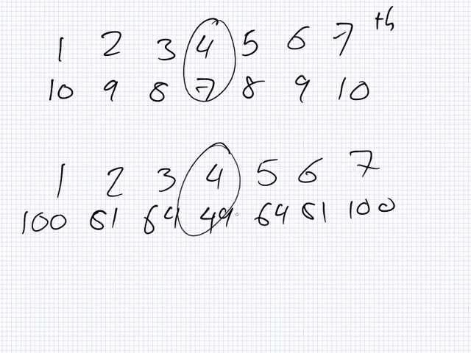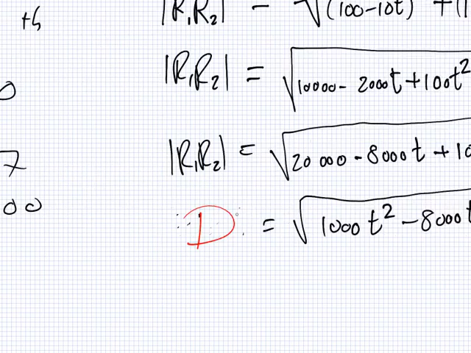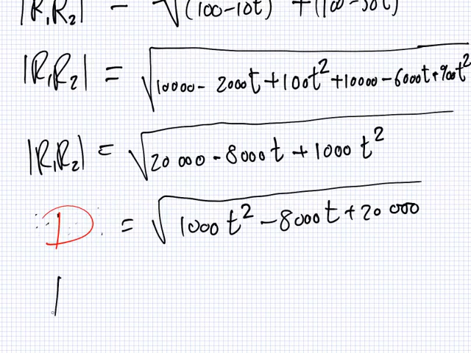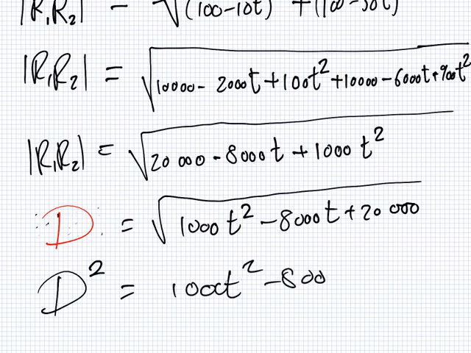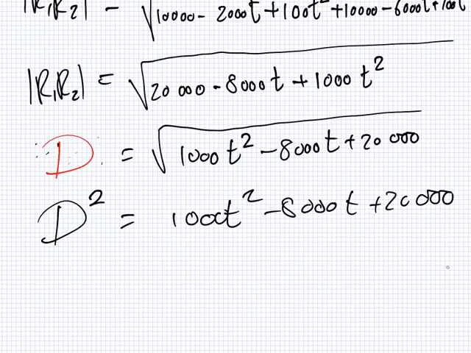Agreed? Yeah. Now, look at these numbers. 1, 2, 3, 4, 5, 6, 7: 100, 81, 64, 49, 64, 81, 100. Which is the minimum? The fourth. So even if you square the distances, the time will be the same. The time when the minimum happens is the same as when the minimum squared happens. This is a useful trick because it means you can forget about the square root. You can just calculate the minimum d squared.